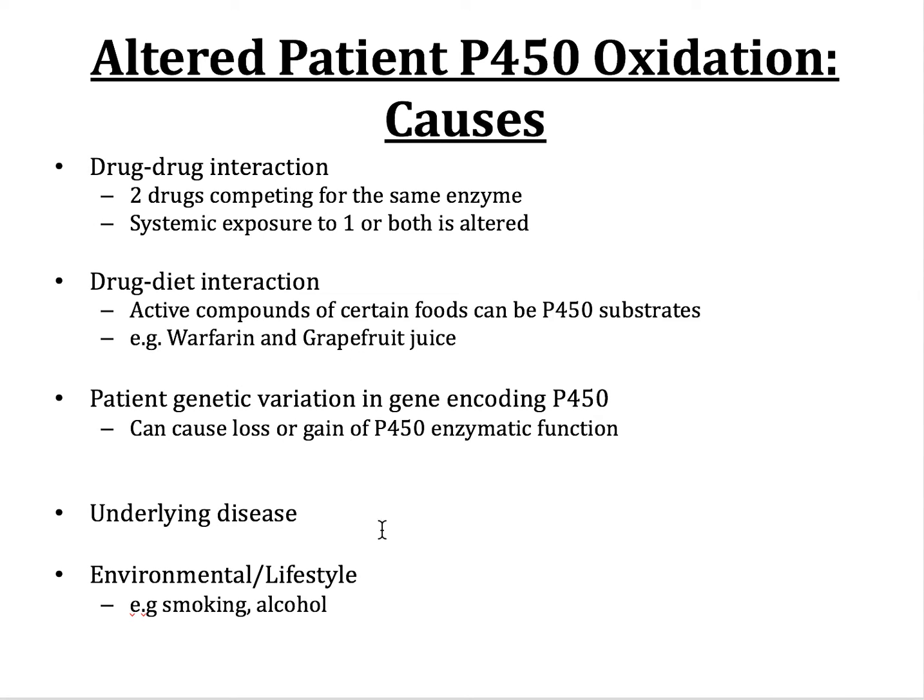Drug-diet interactions, so for example warfarin and grapefruit juice can have serious side effects. Milk and tetracycline causes chelation of the tetracycline. Some patients have genetic variation, so they can lose or gain P450 enzymatic function. This is also referred to as pharmacogenetics, and we'll touch on that at a much later stage. Other things that could affect the P450s are underlying disease, environmental factors like smoking, alcohol, lifestyle, and various other ones.